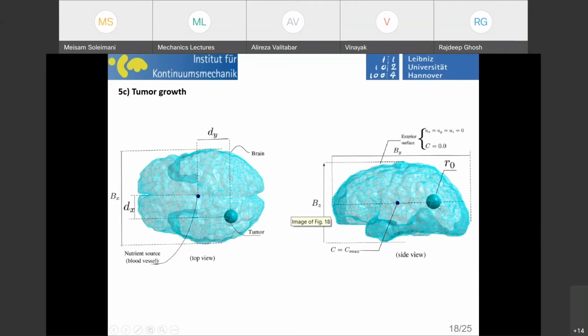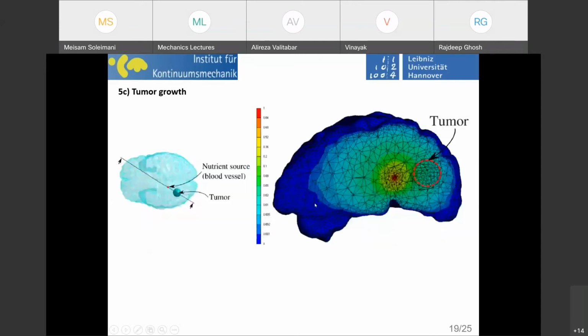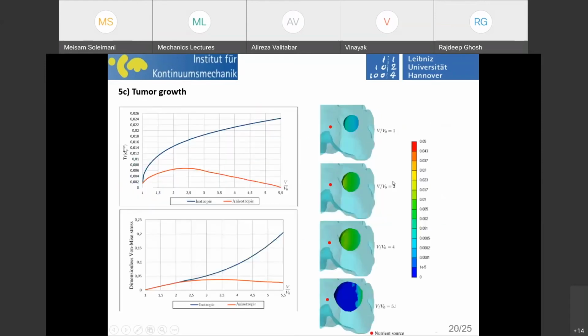So in this model, we have used this growth model for the tumor, and the model without growth for the rest of the brain. So the brain doesn't grow. But the point is that if the tumor grows, you see that this is the tumor that has grown. And this is basically a cut of the model, and this is the source of the nutrient. You see that it tends to get larger and larger and get closer to the source.